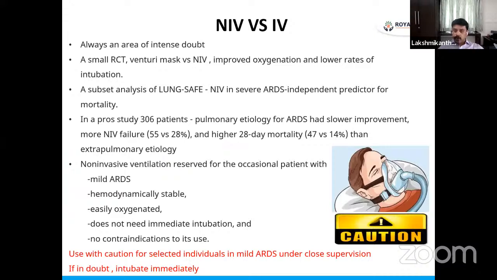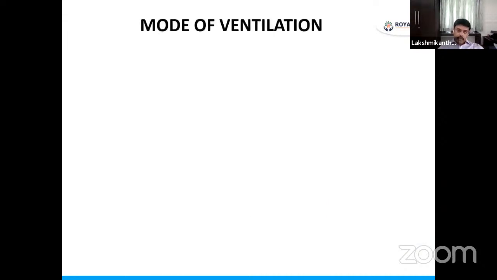Never use NIV in a patient with evolving ARDS in the ward or in a place where there is not much monitoring. And if at all there is a doubt, intubate them immediately. Do not prolong the non-invasive ventilation when you have doubt that the patient is not improving.